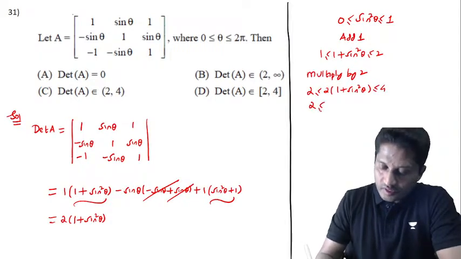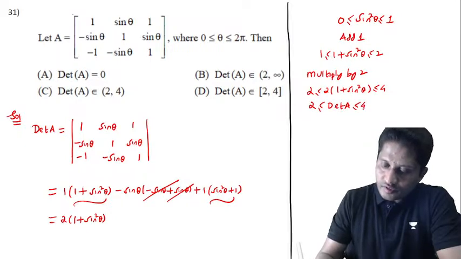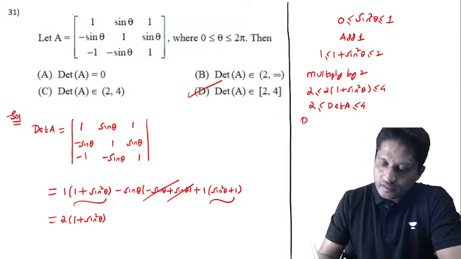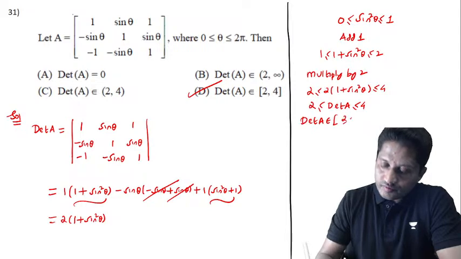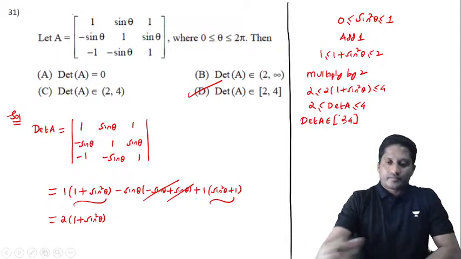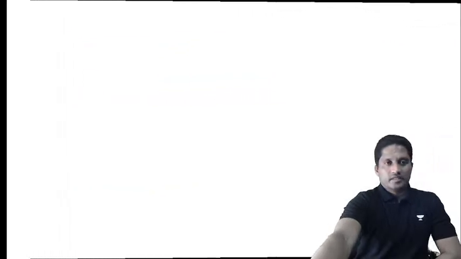So 2 is less than or equal to det A, less than or equal to 4. So det A lies between 2 and 4 closed interval. So answer is option D. Therefore det A belongs to closed interval 2, 4. Right. Answer is option D. Let's move to the next question.